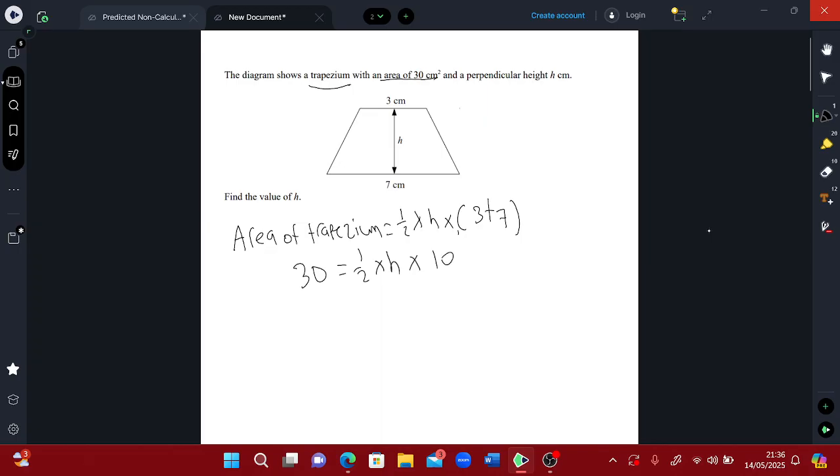Then it says find h. Let's simplify it to get h. So 30 equals a half times h times 10. Well, 10 times a half, 10 divided by 2, is 5. So that's going to be 5 times h. Hopefully you should be able to solve this for h. How do we get rid of the 5? To get rid of it, we're going to divide both sides by 5.